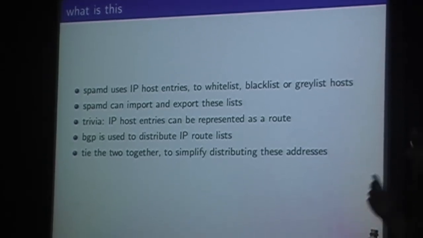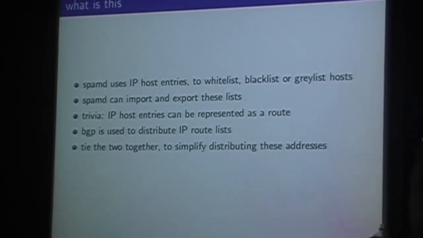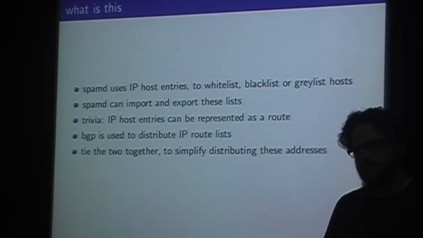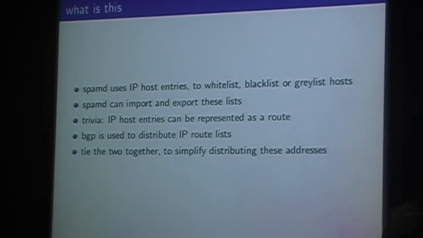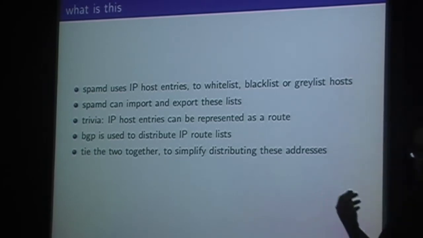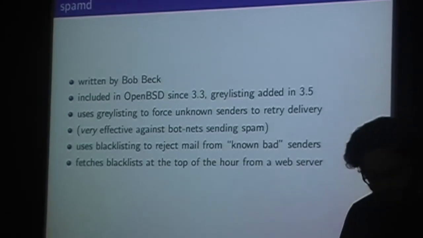Now, piece of trivia, IP host entries can trivially be expressed as a route. In IPv4, they would be what's known as a /32 route, and in IPv6 a /128 route. BGP is used to distribute these IP route lists. So what we can do is tie the two mechanisms together to distribute these lists.